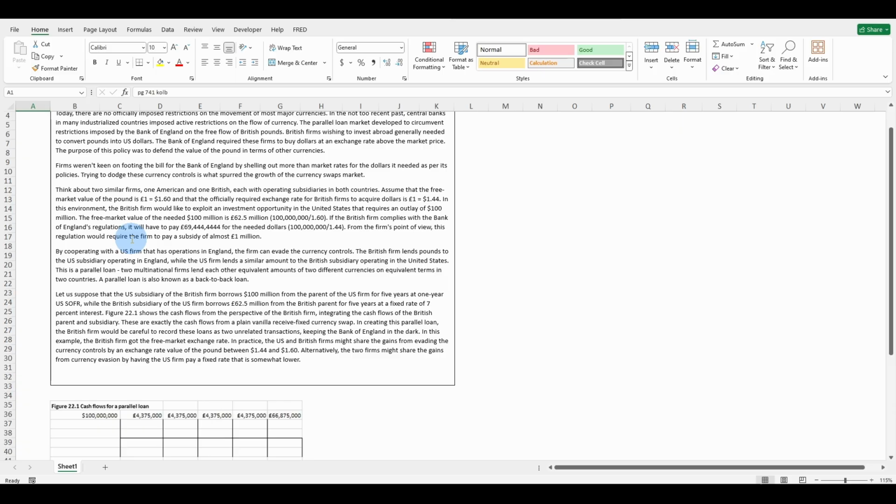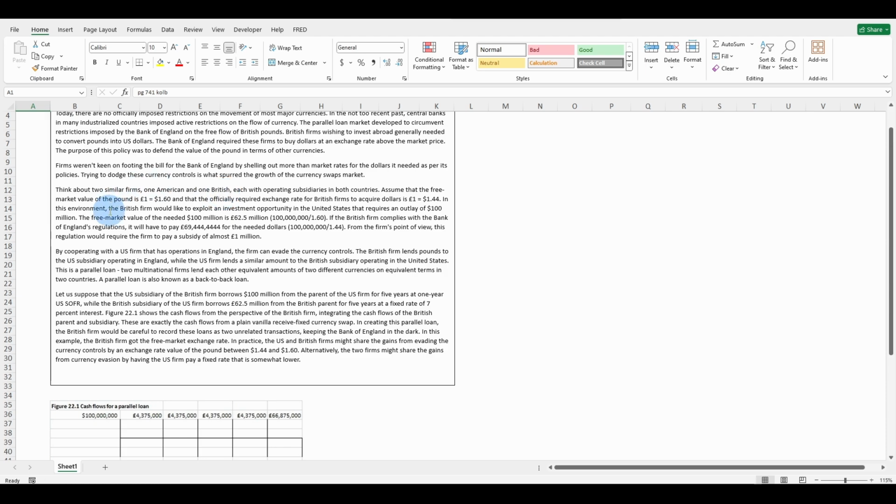Think about two similar firms, one American and one British, each with operating subsidiaries in both countries. Assume that the free market value of the pound would be $1.60. That means 1 British pound equals $1.60 US. And that the officially required exchange rate for British firms to acquire dollars equals 1 pound equals $1.44. That's a heck of a haircut.